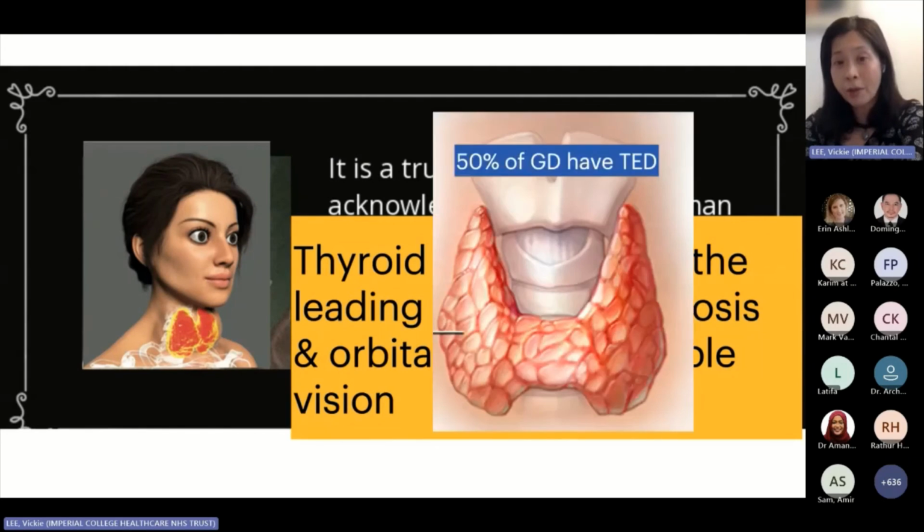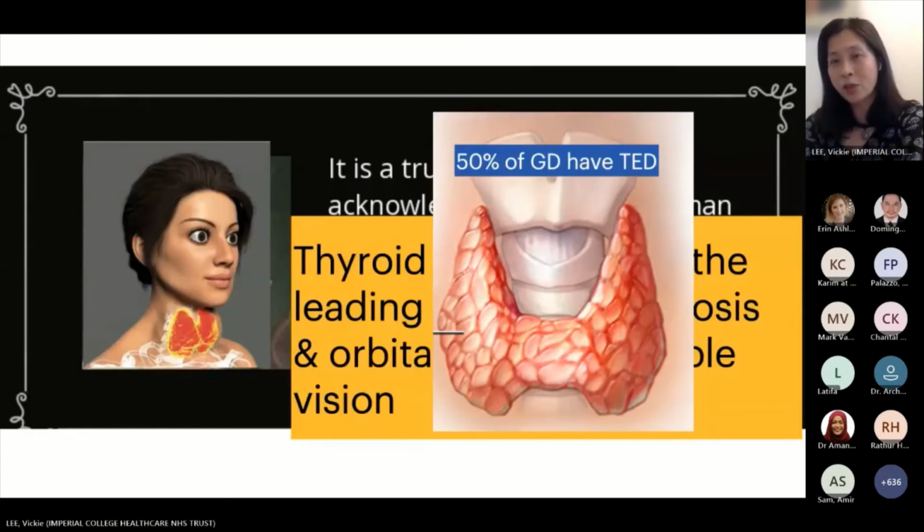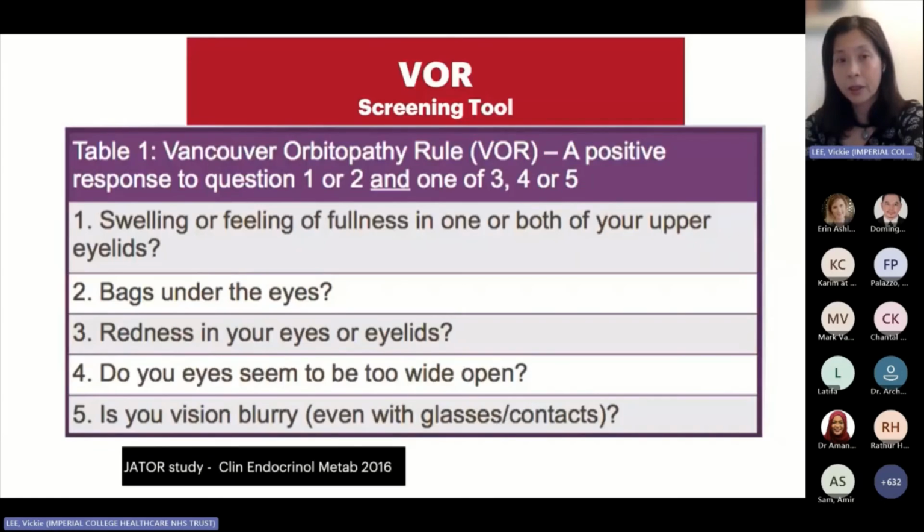So it's very important to bear in mind other reasons. Also, about half of Graves' patients will have thyroid eye disease. Therefore, it's important that all endocrinologists alert their patients and be alert to the possibility of TED.